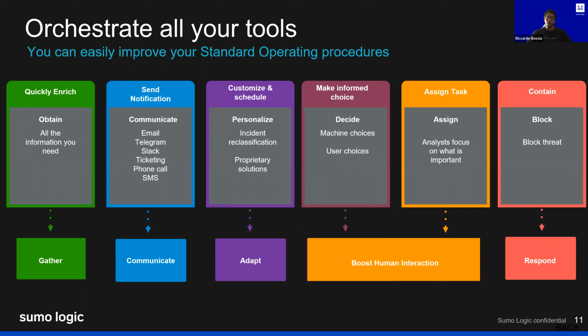One of the main points of strength that a lot of customers recognize in us is how easy it is to build up a playbook and to see exactly what a playbook is doing. You can see here, even from a visual point of view, you can have a differentiation about what a specific action is doing. We have enrichment actions in green. You can send notifications because we integrate with Telegram, Slack, Skype, and also SMS. Those are blue. You can customize your own actions with your own developers. Those are the purple ones. And you can make informed choices and assign tasks to the analyst.